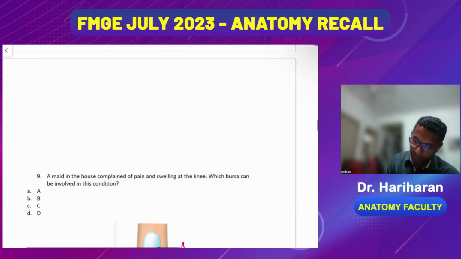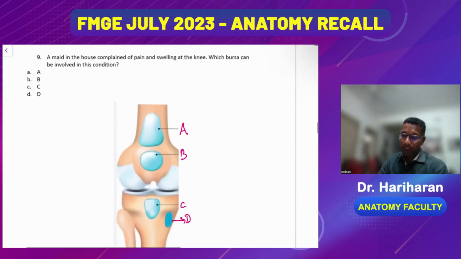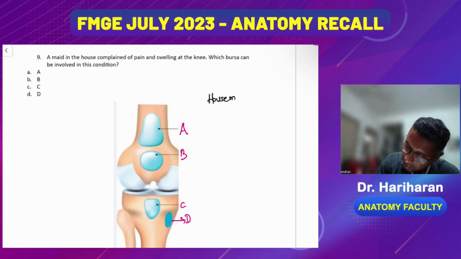Now coming to the next question. This is a simple question again, guys. Here there is a maid. She complained of pain and swelling in the knee. Which bursa is most commonly involved? This is called housemaid's knee. The answer is very simple for this.